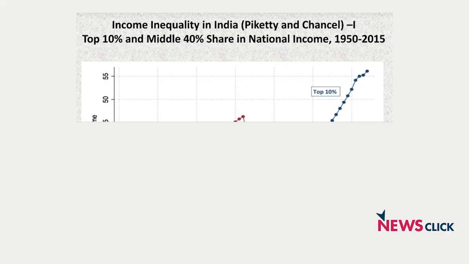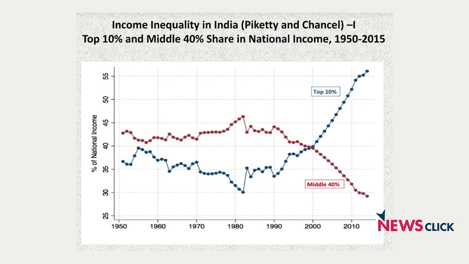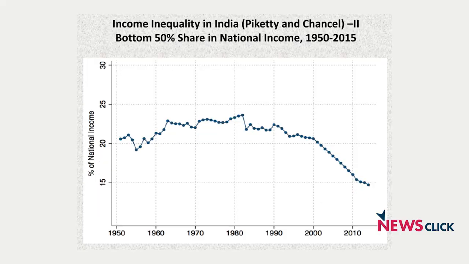Now, we know that this growth, even when it was happening, was accompanied by sharply increasing levels of inequality in the distribution of income in India. These are Piketty and Chancel's estimates. You can see the top 10% goes up in the period after 1980, and 1990 in particular. The next 40% comes down, and so does the bottom 50% of the population. So it's a growth process in which the top 10% has been seeing an increase in its share, while the remaining 90% have been sliding.